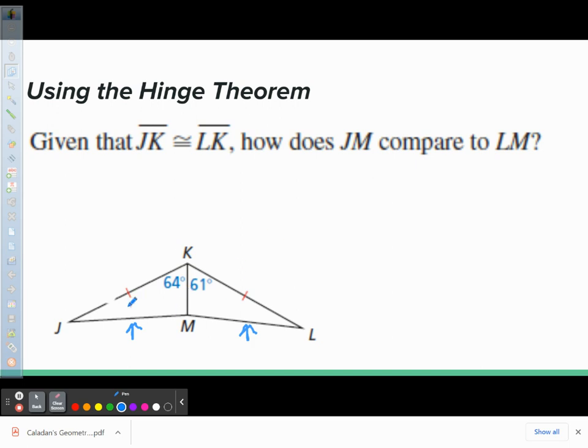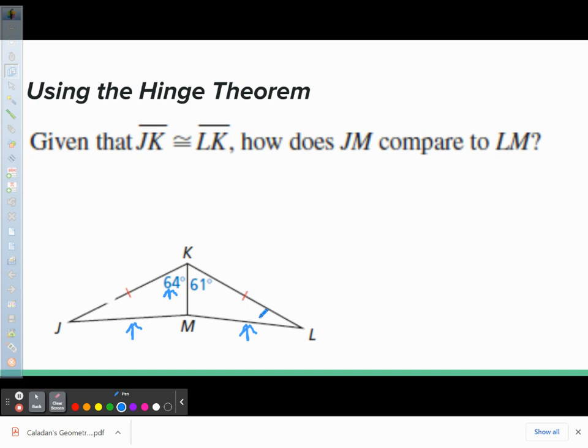So my first question is, first I'm looking at triangle JKM. And the side I'm going to look at is JM. Well, you look at its opposite angle. Caden, what would be the measure of the opposite angle of side JM? 64. 64, perfect. So that one's 64.